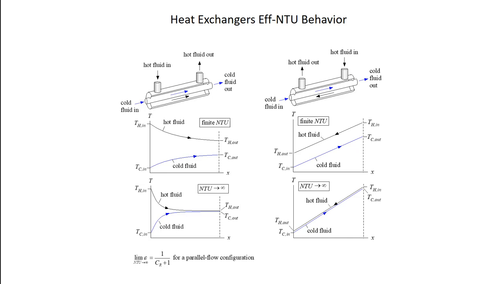And just to be clear, these are the two extremes, right? This parallel flow heat exchanger is always going to give you the worst possible performance. The counterflow heat exchanger is always going to give you the best possible performance. Every other configuration we talked about is going to come in somewhere between these two limits, right?